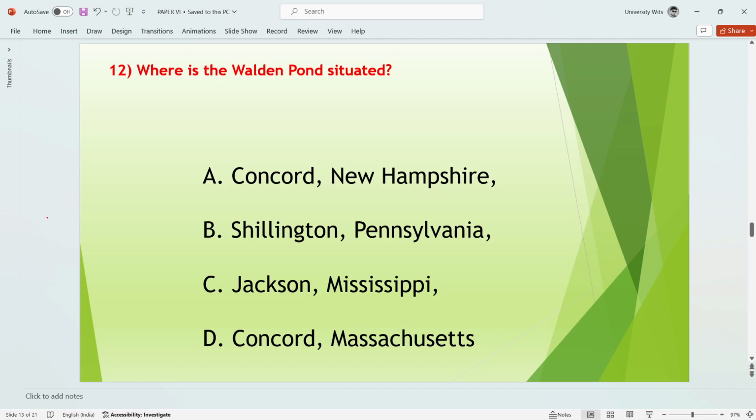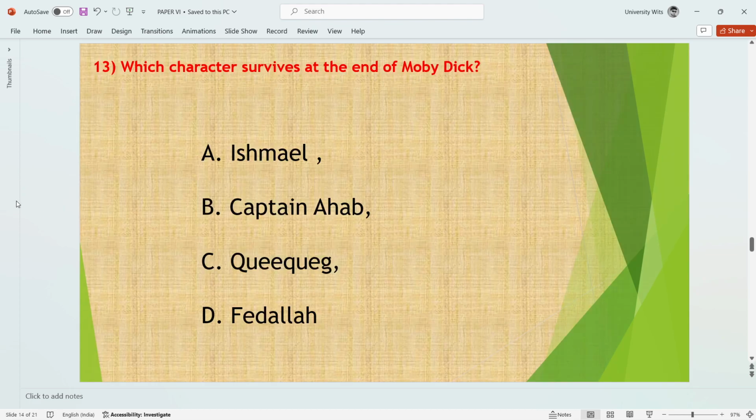Okay. So next question we have: which character survives at the end of Moby Dick? I have already talked about this in my session. I took a session on Moby Dick. The correct option is Ishmael. Call me Ishmael. Remember, call me Ishmael.